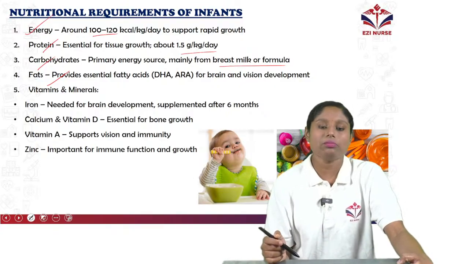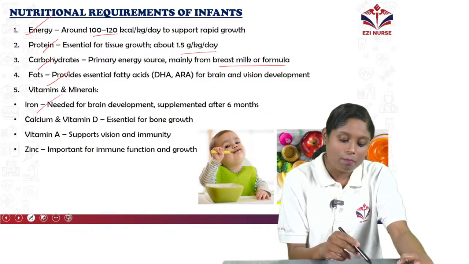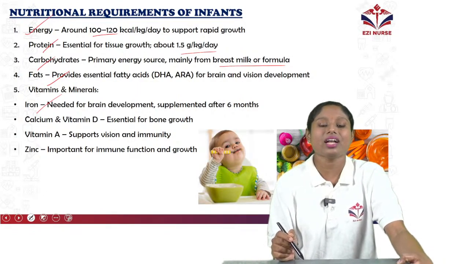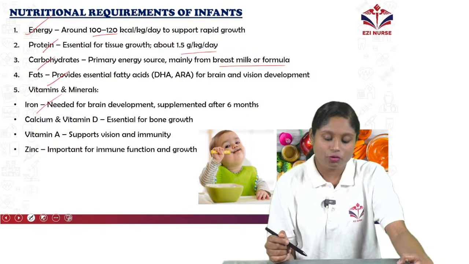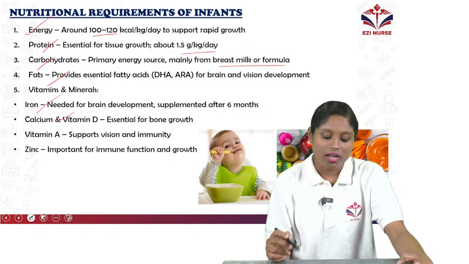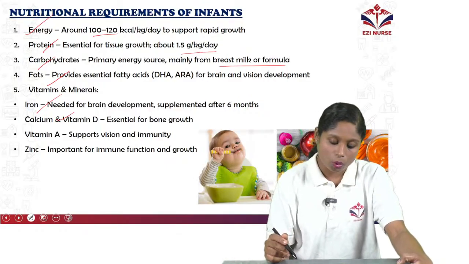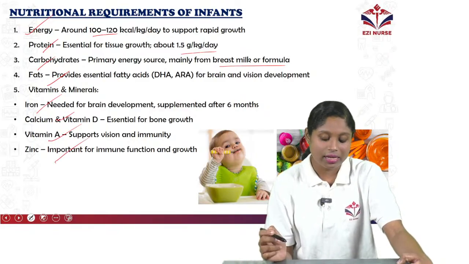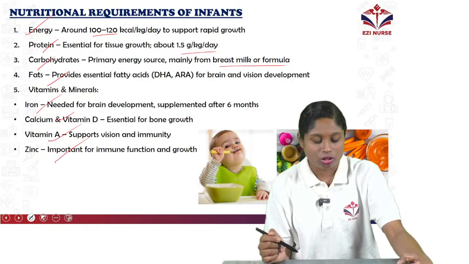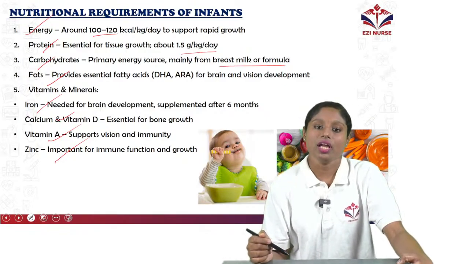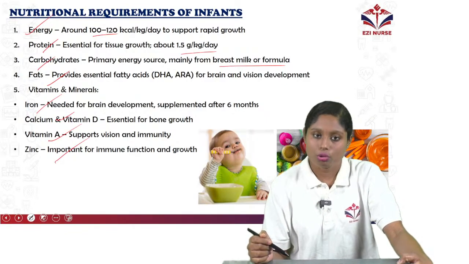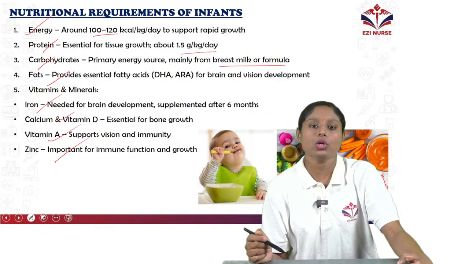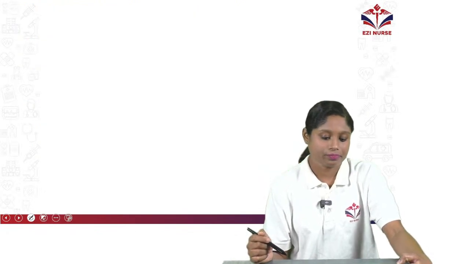Next are vitamins and minerals, the micro elements. Here they need iron, needed for brain development, supplemented after 6 months. So it should be started after 6 months. We need to give iron to the babies. Calcium and vitamin D are essential for bone growth. Vitamin A supports vision and immunity. Zinc is important for immune function and growth. So this is the nutritional requirement of an infant. They need micro and macronutrients. What are the macronutrients? Carbohydrate, protein, fat, and micronutrients include vitamins and minerals.